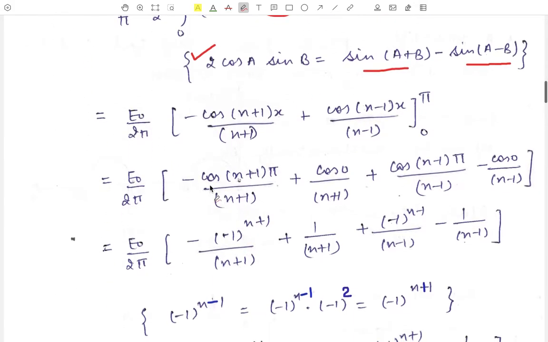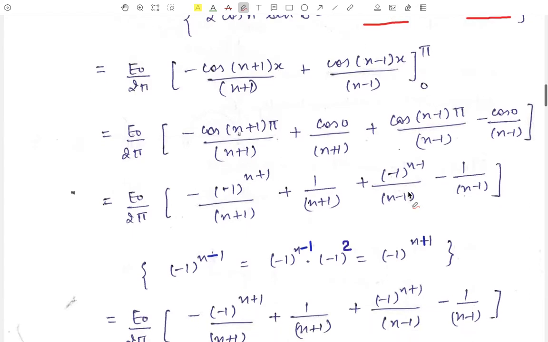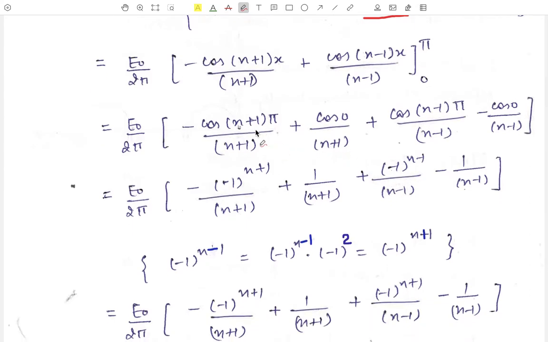We get minus cos of (n plus 1) pi upon n plus 1 minus, 1 minus here, minus minus plus cos of 0 upon n plus 1, the upper limit minus lower limit. Again here plus as it is, upper limit cos of (n minus 1) pi upon n minus 1 minus cos of 0 upon n minus 1. ठीक है. Now cos of n pi is minus 1 raised to power n. Therefore cos of (n plus 1) pi will be minus 1 raised to power n plus 1.